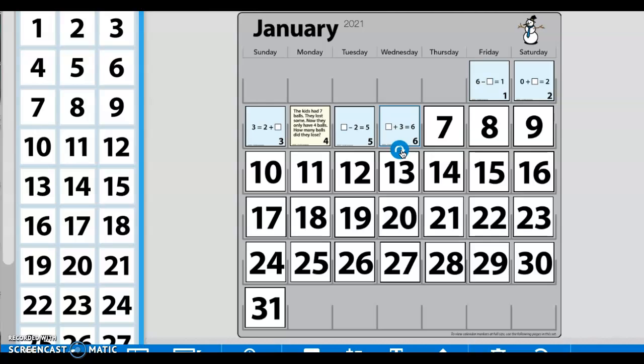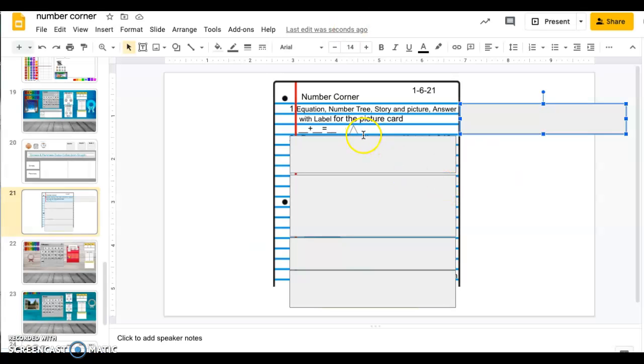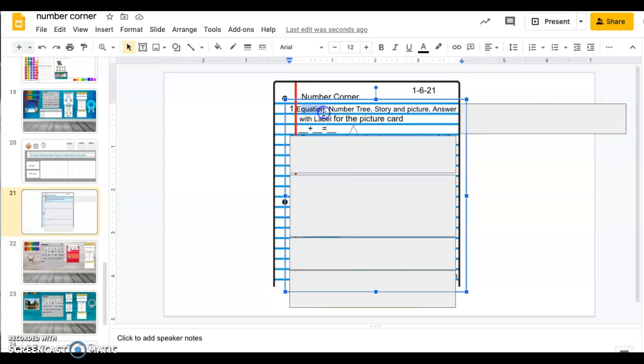Next to number 1, please write exactly what you see on the card. Box plus 3 equals 6. Press pause if you need more time. Alrighty, so we have the equation. They just gave us the equation. Now you're going to draw a number tree to match that equation, still right by number 1. Press pause if you need more time.